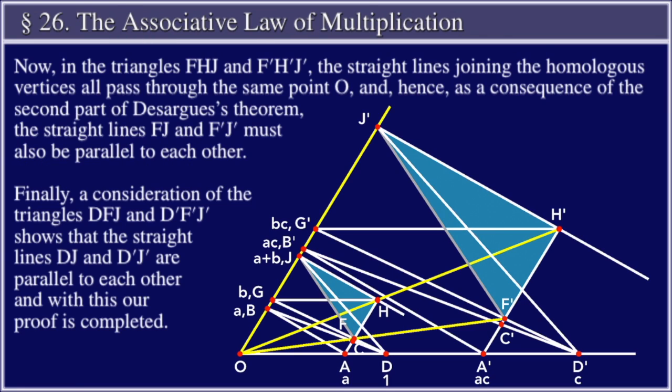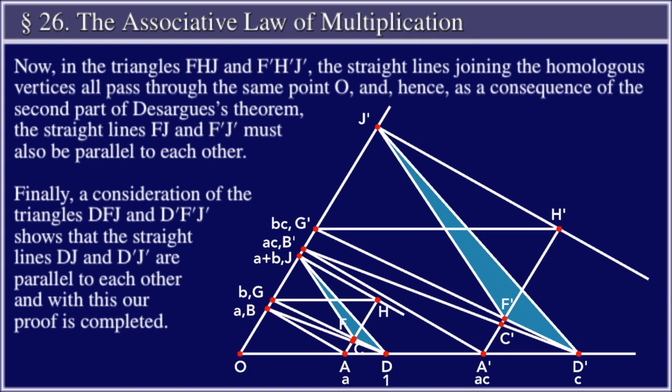Now in the triangles FHJ and F'H'J', the straight lines joining the homologous vertices all pass through the same point O, and hence, as a consequence of the second part of Desargues' theorem, the straight lines FJ and F'J' must also be parallel to each other. Finally, a consideration of the triangles DFJ and D'F'J' shows that the straight lines DJ and D'J' are parallel to each other, and with this, our proof is completed.